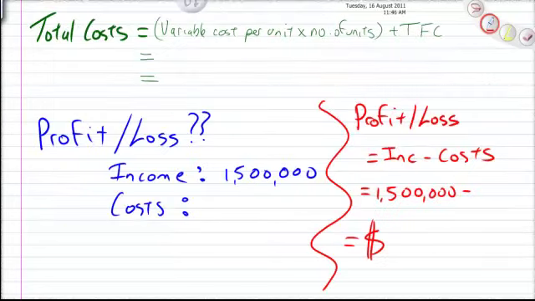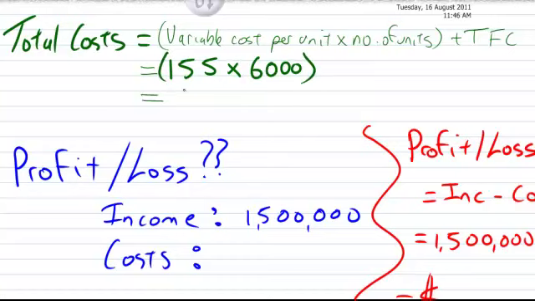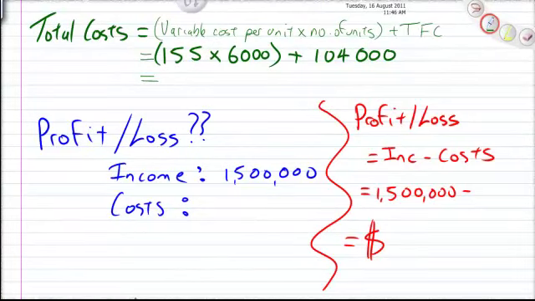So let's have a look. Our total costs are variable cost per unit times the number of units, added to our total fixed costs. So let's see how that works. Our variable cost per unit, as we worked out before, is 155. And we're doing 6,000 of them. Our fixed costs we've worked out is $104,000. So as we worked out from over here, it's 104,000, which gives us a grand total of $1,340,000 as our total costs.